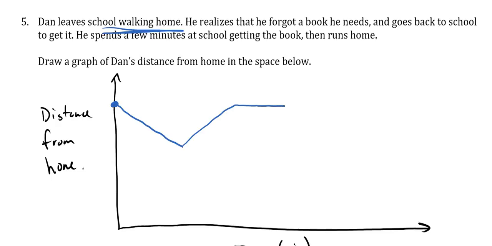Then he runs home. So what do I have to make my last line look like to be running home? Very good. Steep. Steeper than the first one. It doesn't say about the middle part how fast he was going. I made it a bit steeper.